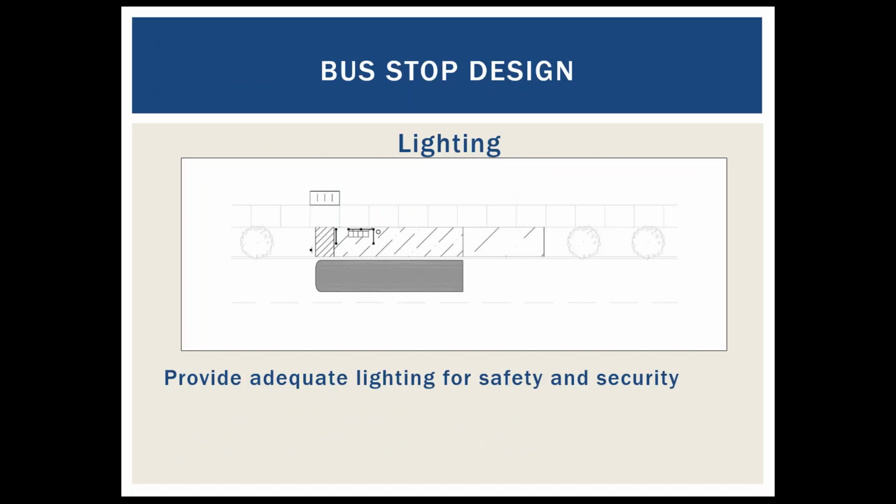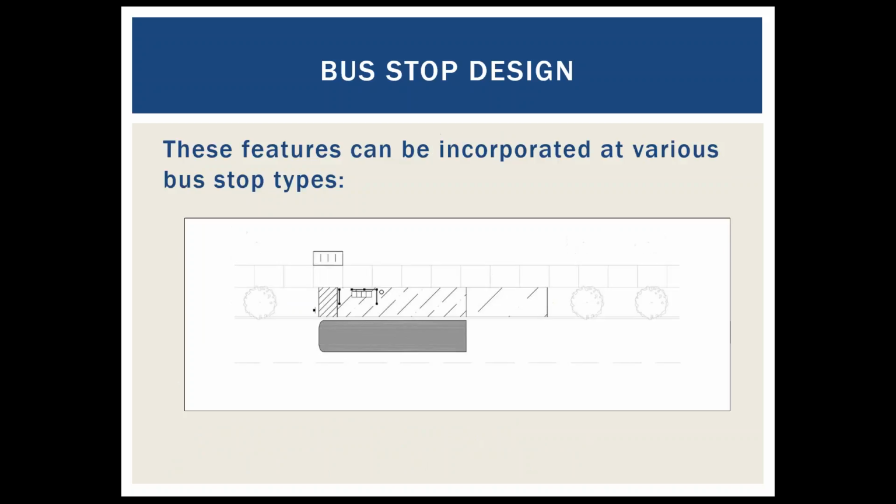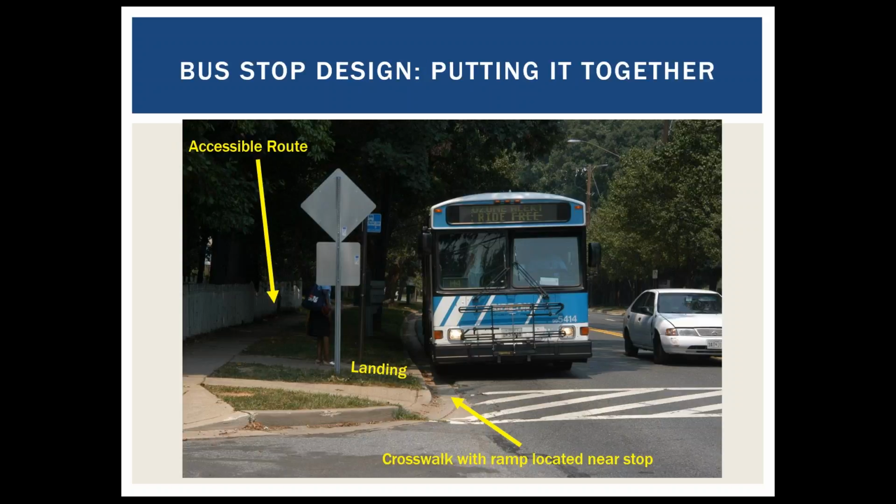Of course, all these things that we're talking about, lighting is required, and all these features that I'm describing should be illuminated. So these features can be incorporated into different bus stop types. You see here the blue rectangle is indicating a parked vehicle, so you can see there's a bus bulb nub, also a bus bay that could be used, or a queue jumper, or on the near side of an intersection. So this just shows you some examples.